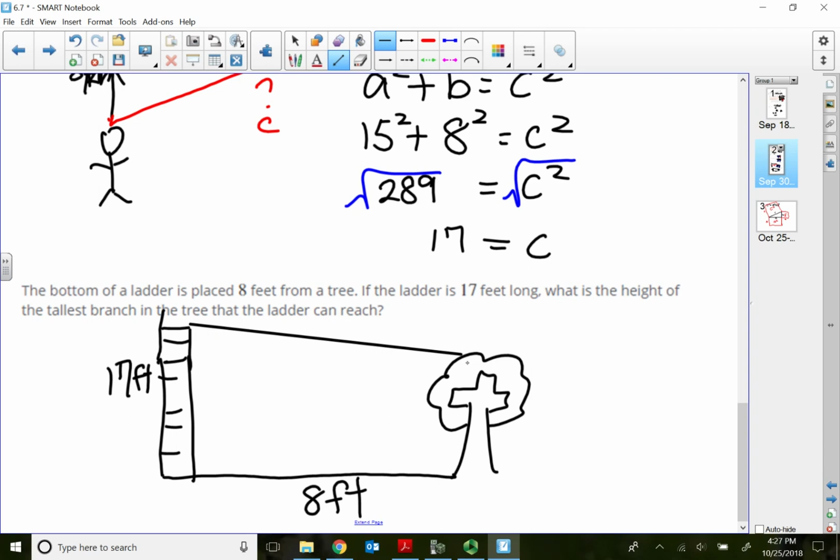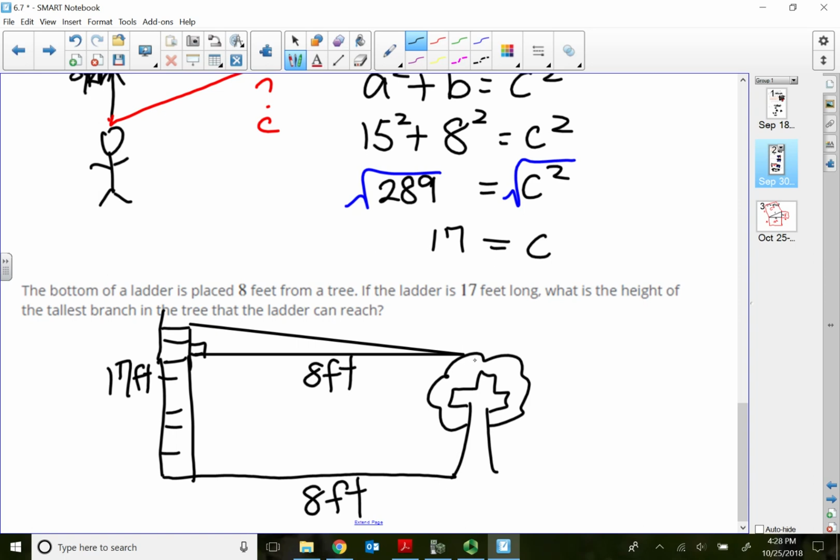Since the distance from the tree to the ladder is 8 feet, that means from here to here must also be 8 feet. So I basically moved this 8 feet line down here upward. If I draw a straight line from the branch to my ladder, that creates my 90-degree angle. What is the height of the tallest branch in the tree that the ladder can reach?